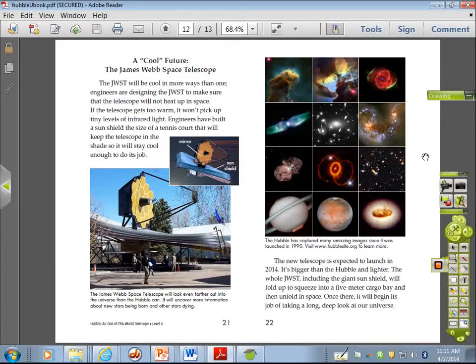Oh, I just read about this. It's called the Webb. Oh, I heard about that. Isn't this called the Webb telescope? Yeah, the James Webb Space Telescope. There it is.